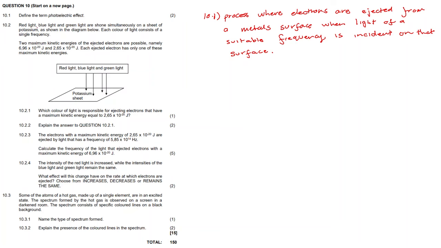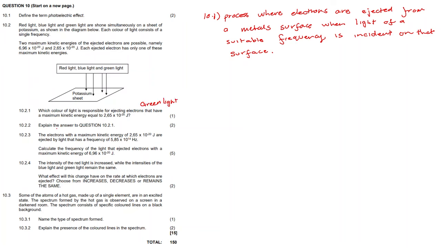So, as we know, there's red light, blue light, and green light. Red light has the lowest frequency as it has the highest wavelength. Blue light has the highest frequency and the smallest wavelength. And green light is in the middle. So, red light, since it has the lowest frequency, would be the most likely to not be able to eject electrons. Blue light will eject electrons that have the highest velocity, and green light will eject electrons that have, in this case, the lowest kinetic energy. So, for this question, since 2.65 times 10 to the negative 20 is less than 6.96 times 10 to the negative 20, the color of light responsible for this would be green.